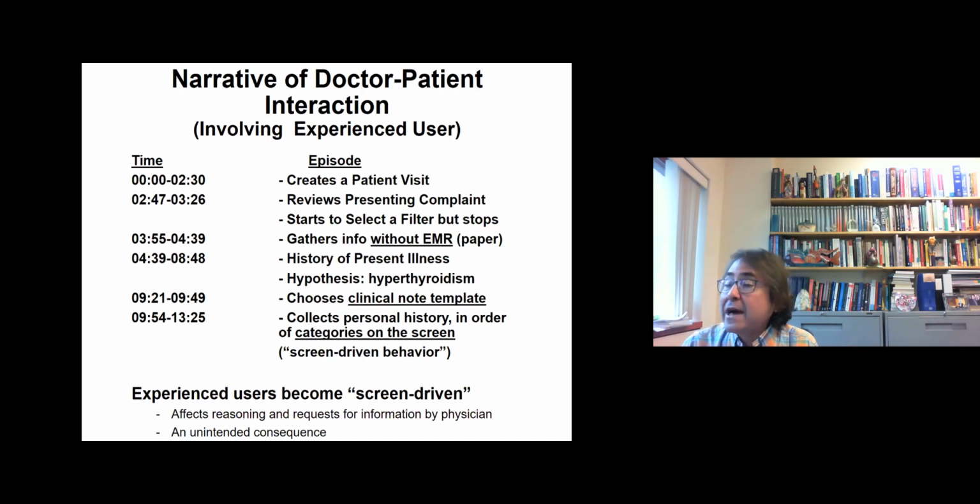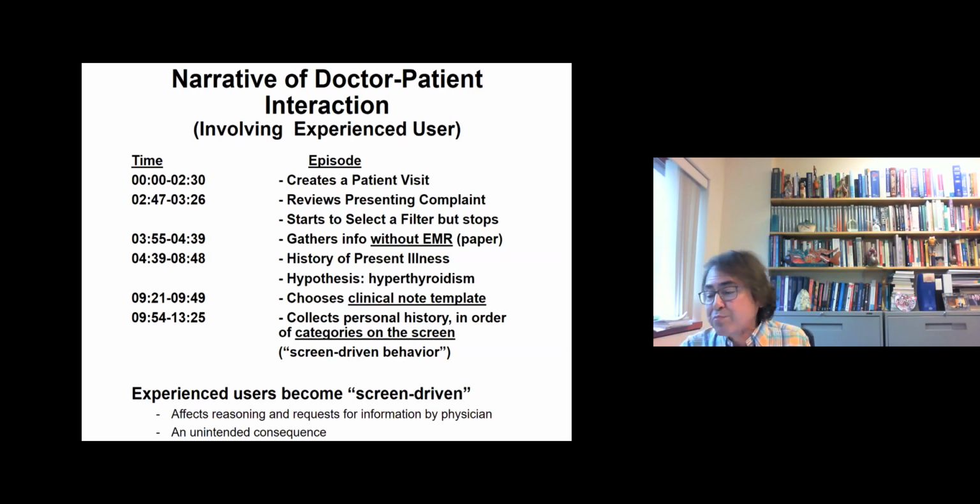And for that user, or one of the users we had, this user was an experienced user with the system who liked it, adopted it, was a psychiatrist and had certain cases and built his own templates, went to the training, liked it. But he was still very careful using it. For 2 minutes and 30 seconds, he creates the patient visit and then reviews the complaint and goes in to get one of those clinical filters and then stops.